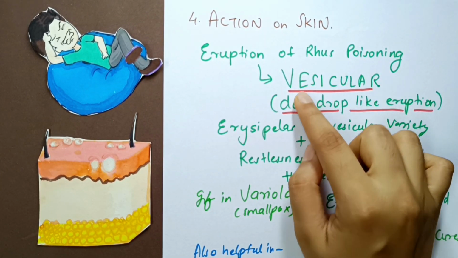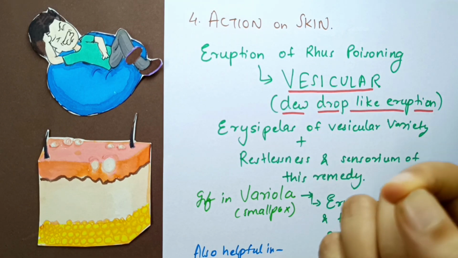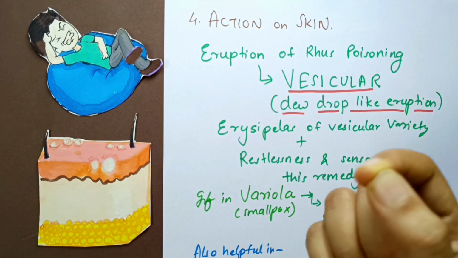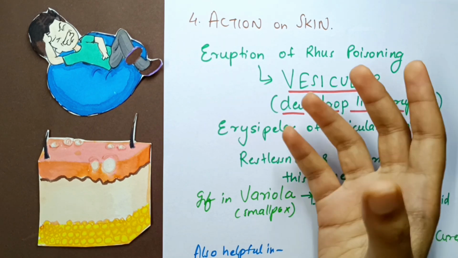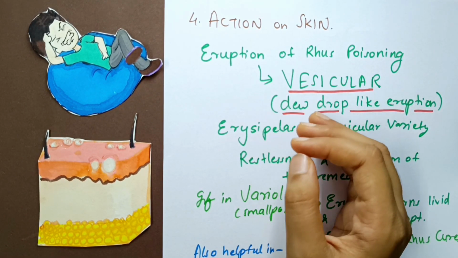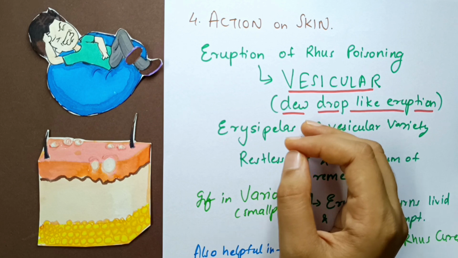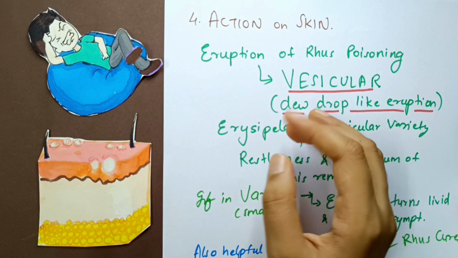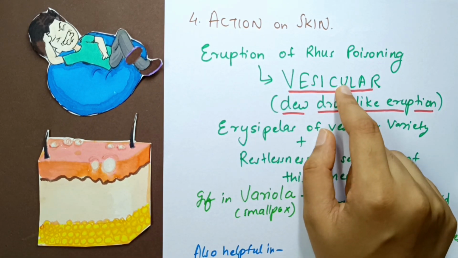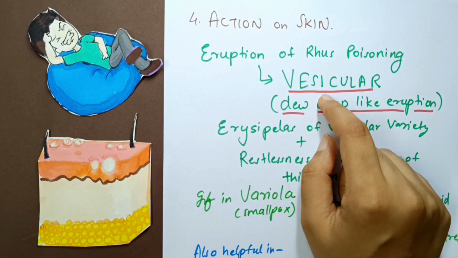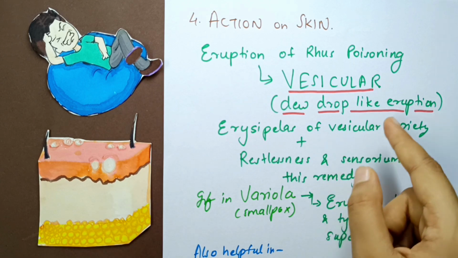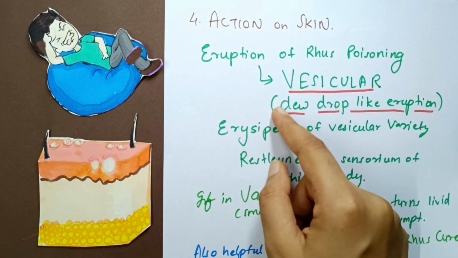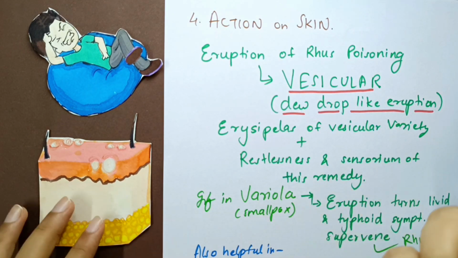which is vesicular, meaning vesicles. What are vesicles? These are eruptions which contain fluid in them, not pus. If they contain pus, they're called pustular eruptions, pustules. But here it is vesicles. Vesicles means they have just a kind of fluid in them, and therefore they will look like dewdrops, because there is fluid and they are very small.